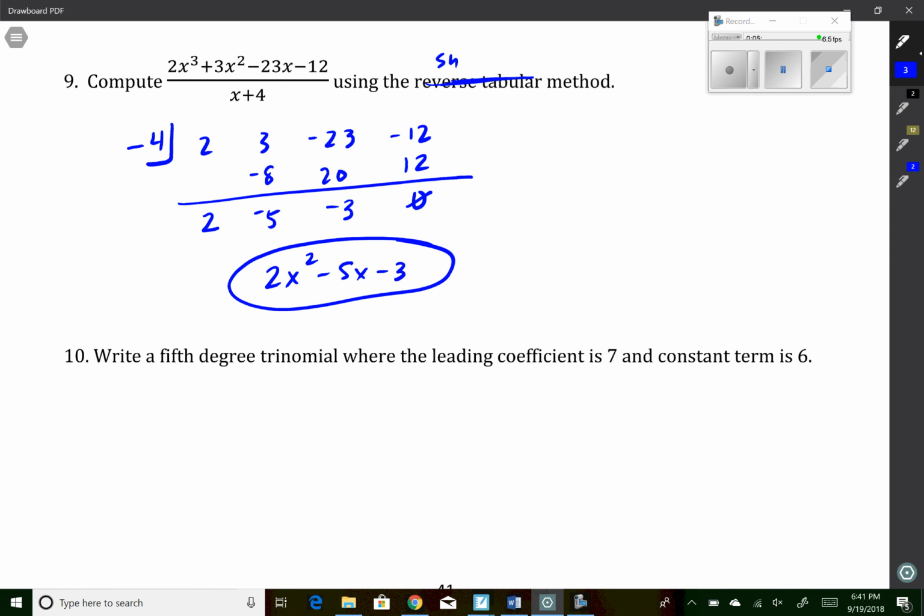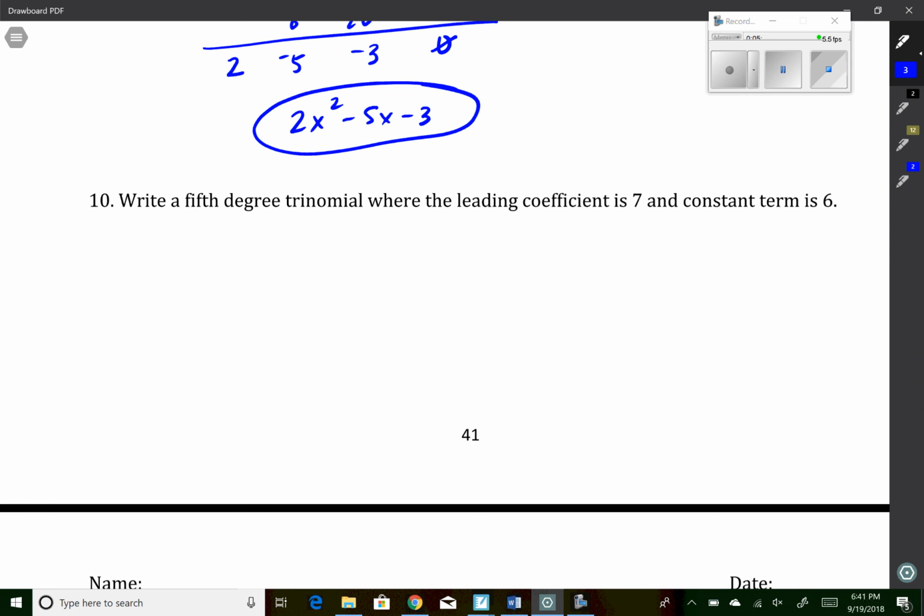Number 10 is an interesting question because everybody here could actually have a different answer. Because everybody could have a different answer, just have to kind of look at the things that have to be there. So it says a 5th degree polynomial. That means it has to have an exponent of 5 as its largest exponent. So when you're looking at your answer, if you have an exponent larger than 5, it's wrong. It also says the leading coefficient is 7. So that means I already know the first term. The first term is 7x to the 5th power.